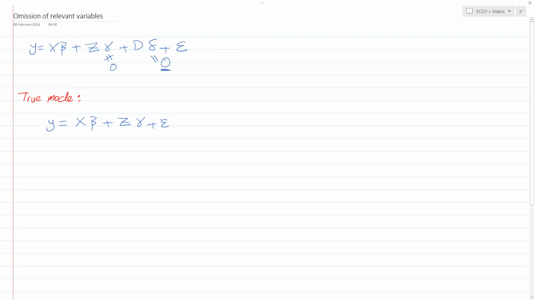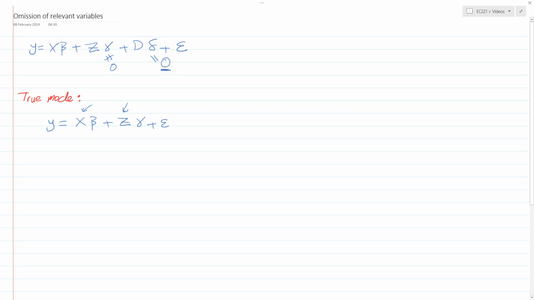Now I will dissect what this means. I will start with x and z. So we are talking about x and z that are fixed. For example, what does it mean when a regressor is fixed? So think of an experiment. You get to choose what x and z are. Therefore, they're not random, they are fixed.